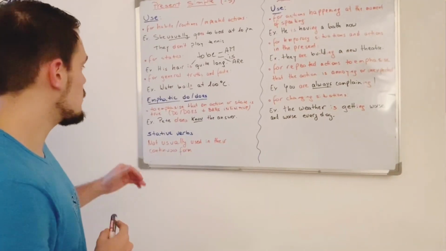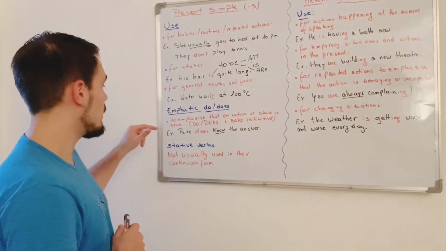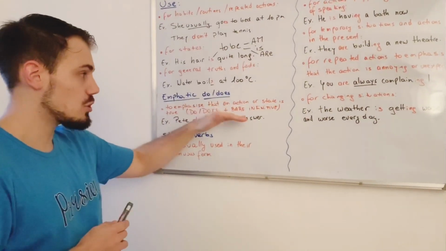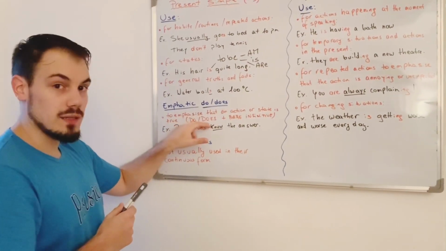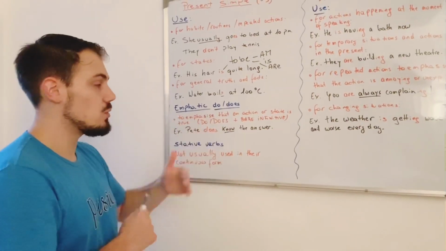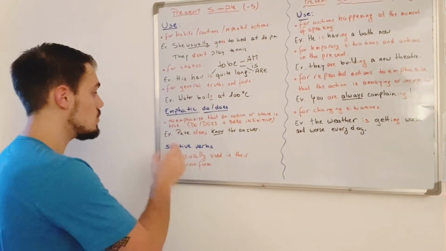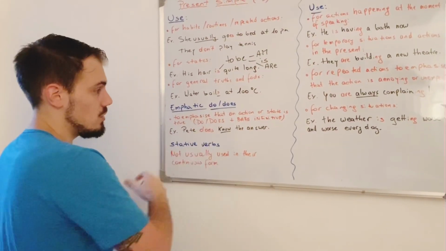Well, now we are going to move on to the emphatic use of do and does for the present simple, and we use it to emphasize that an action or state is true. And the form is do or does plus the bare infinitive. For example, Pete does know the answer, and pay attention to how I pronounce or how I read this? Pete does know the answer.